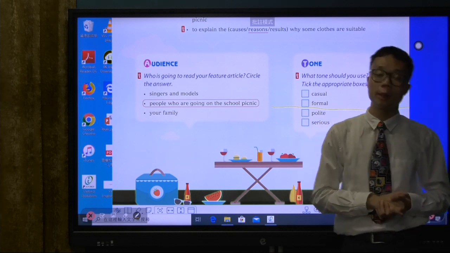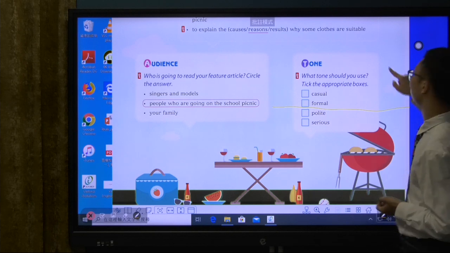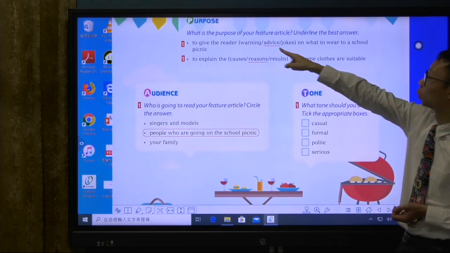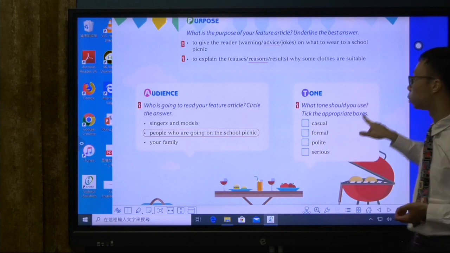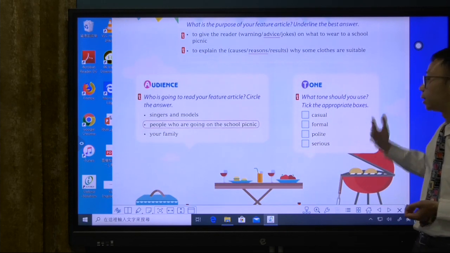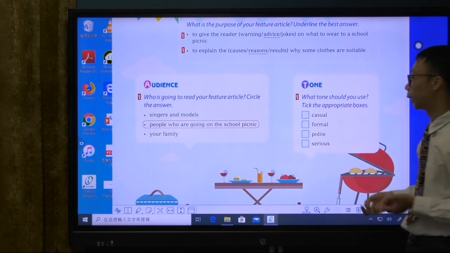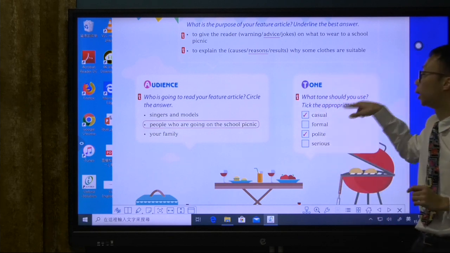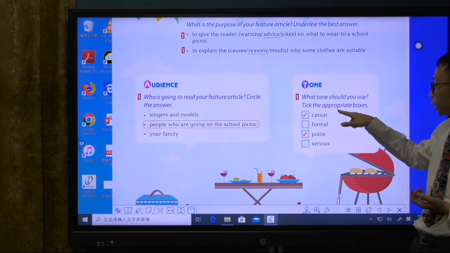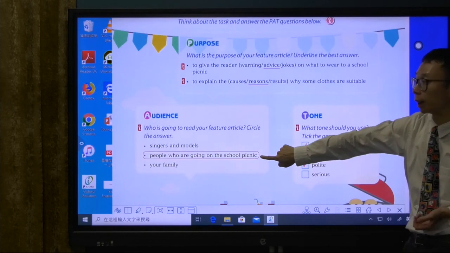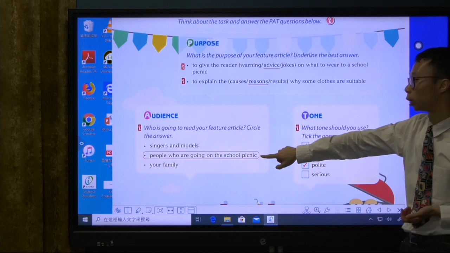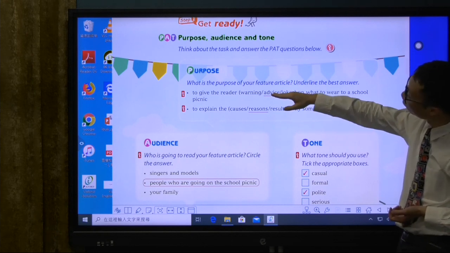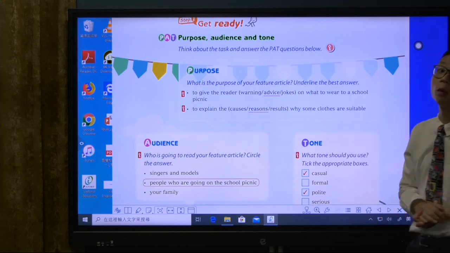And then you're trying to figure out whether it is supposed to be polite or serious. Okay, this comes back to the question that I talked about, a warning and advice. Since it's an advice instead of a warning, you should choose polite instead of serious. So here we figure out it is casual and polite, and the audience is students or people who are going to a school picnic. And lastly, we figure out the purpose: give the reader an advice and explain its reason. So now we have figured out the PAT.